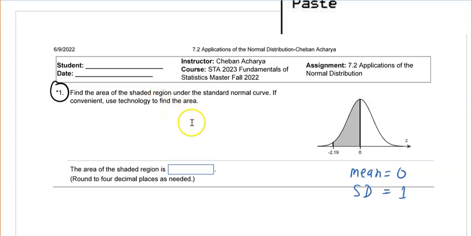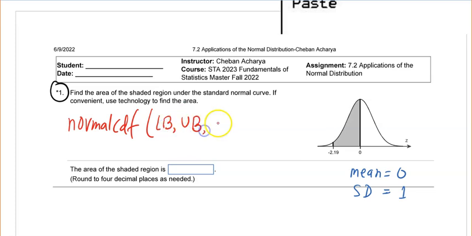Therefore, here we use a calculator. When you find the area, you have to round it to 4 decimal places. See the instruction here. To find the area, you use the normal CDF function, and we use lower bound. I write LB for lower bound, UB for upper bound, mean, and ST for standard deviation. Therefore, these 4 numbers together in normal CDF give you this area.